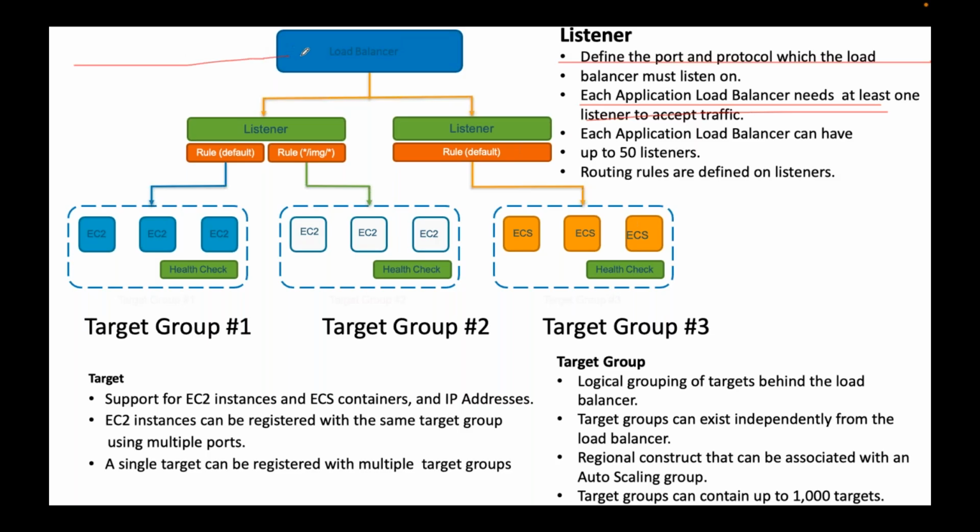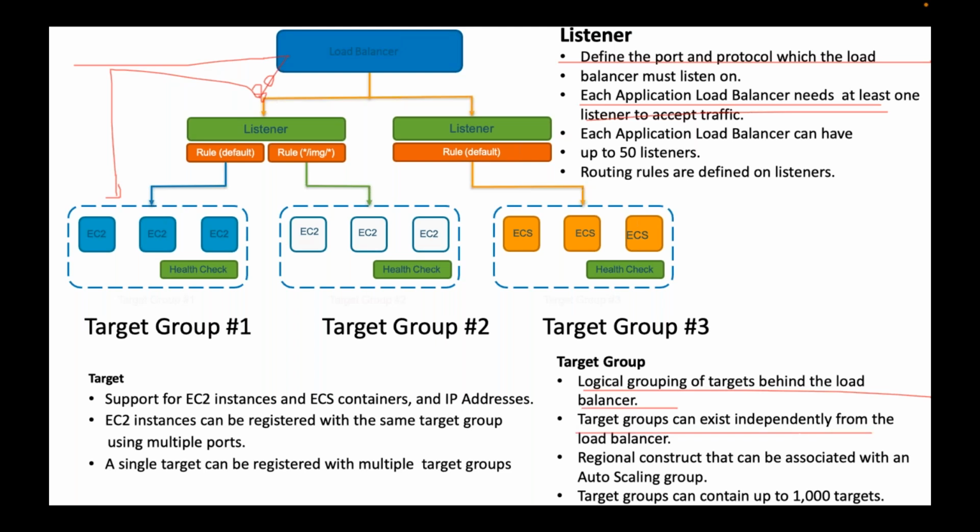A request goes to the load balancer, and there is a listener which is going to accept the traffic on some port. So this listener will listen for the request. What will that listener do? It will forward the request to some target group. A target group is nothing but a logical concept. It is a logical grouping of your actual targets, your EC2 instances behind the load balancer.